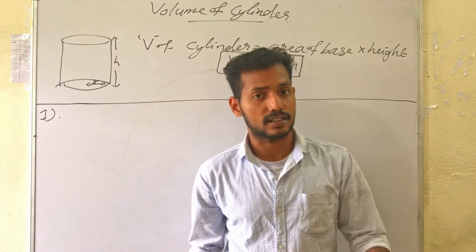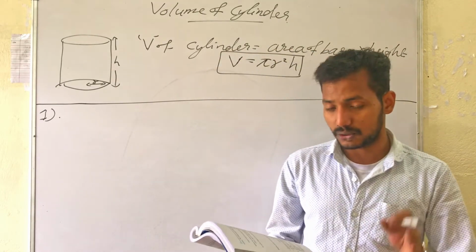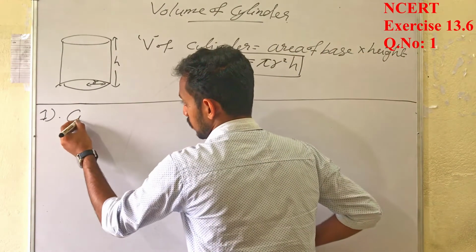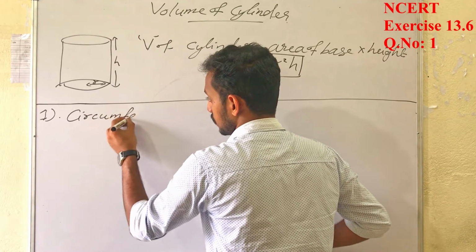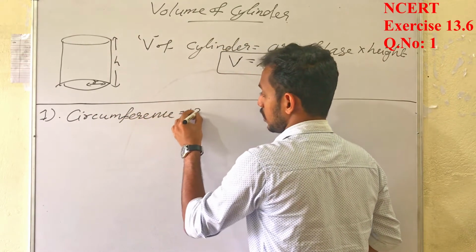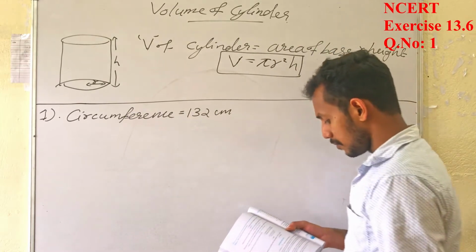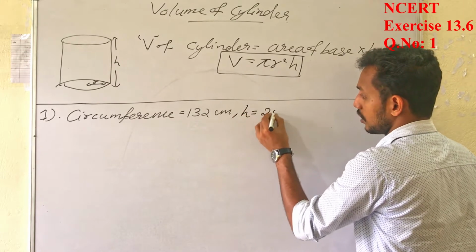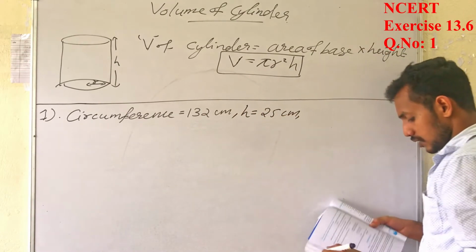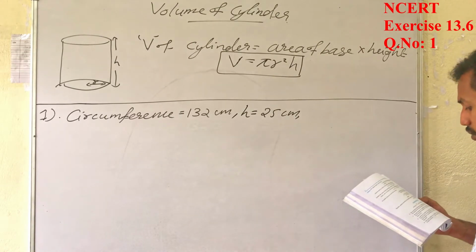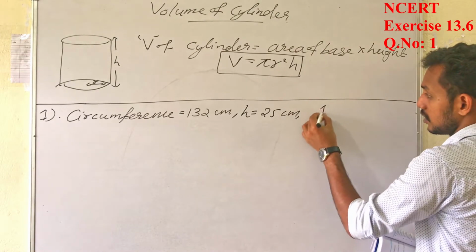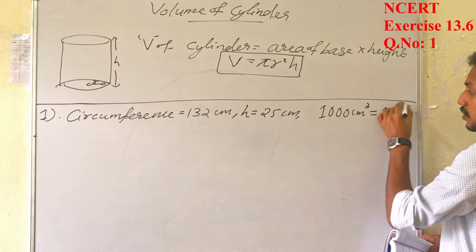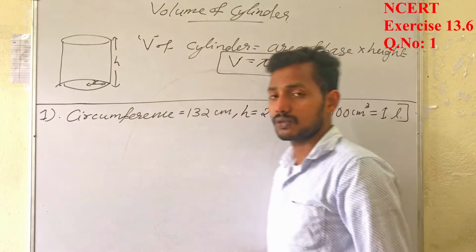Let's discuss some questions from exercise 13.6. I'm starting with question number 1. The circumference of the base of a cylindrical vessel is given, 132 centimeter, and its height is 25 centimeter. How many liters of water can it hold? Here one more relation is given, 1000 centimeter cube is equal to 1 liter. These are the three quantities given in your question.